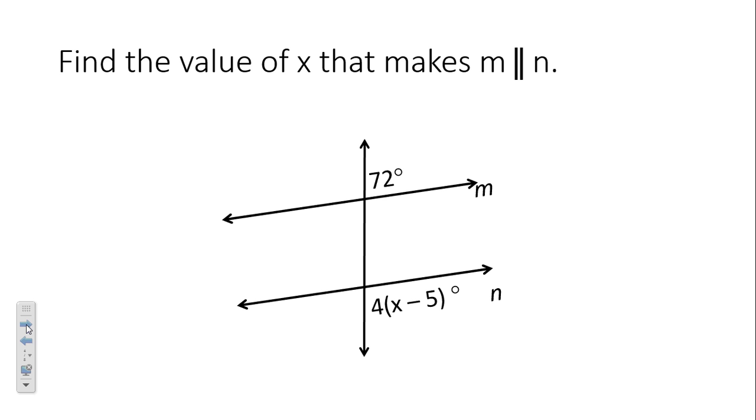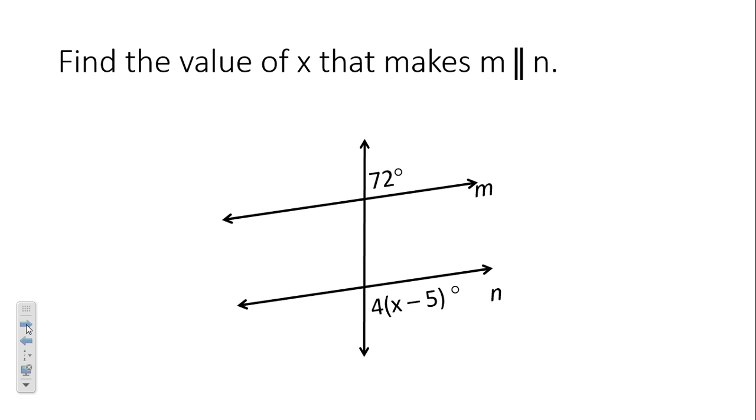Okay, so here we go. We have M and N, and notice that they don't have parallel marks. So we're not given that they're parallel. We're trying to make them be parallel by choosing the appropriate values for x that are going to make that happen. Okay? So here we go.